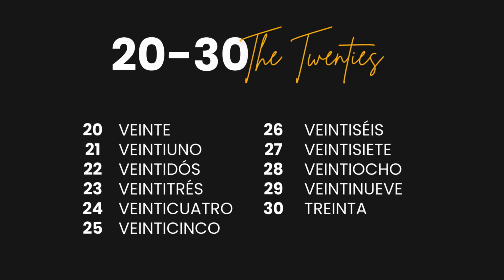For the 20s, you just have to remember that 20 is veinte. Depending on where you speak Spanish, you may find that some people pronounce the V as a B, so it may sound more like beinte. Either way, they mean the same thing. The pattern for the 20s is as follows. 20 plus y for "and" and the number.